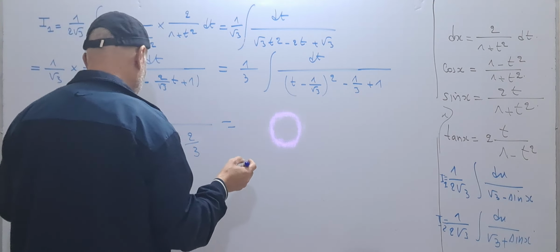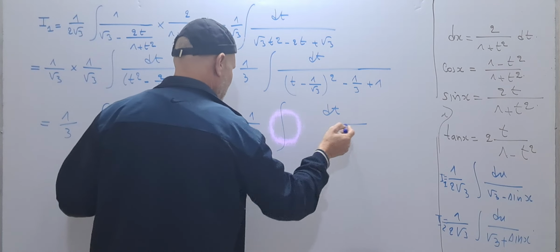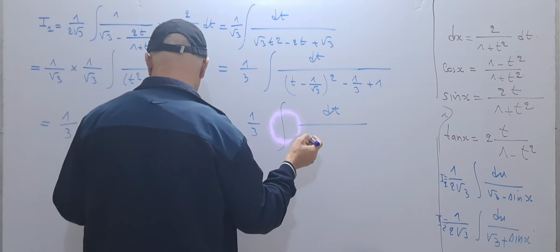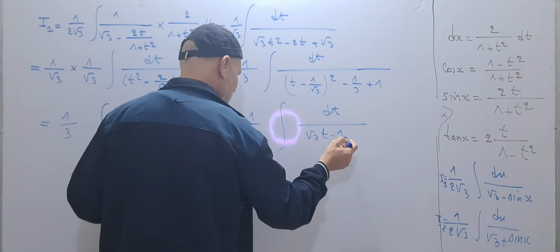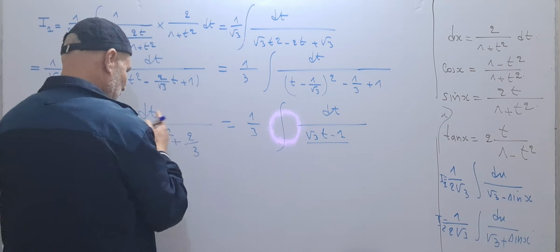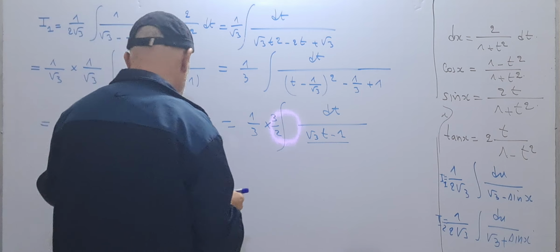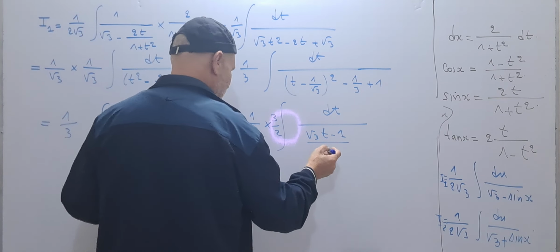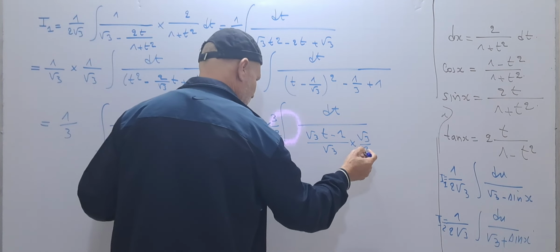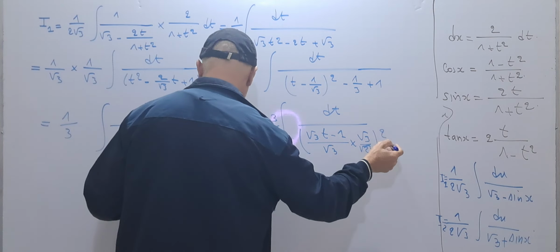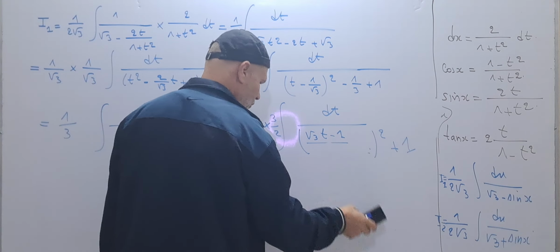which is equal to 1 over 3 the integral dt over the square root of 3 t minus 1 over, if we take this here, so here we have times 3 over 2, here we have the square root of 3, if we take so times the square root of 3 over the square root of 2 squared plus 1, which gives us here the square root of 2.